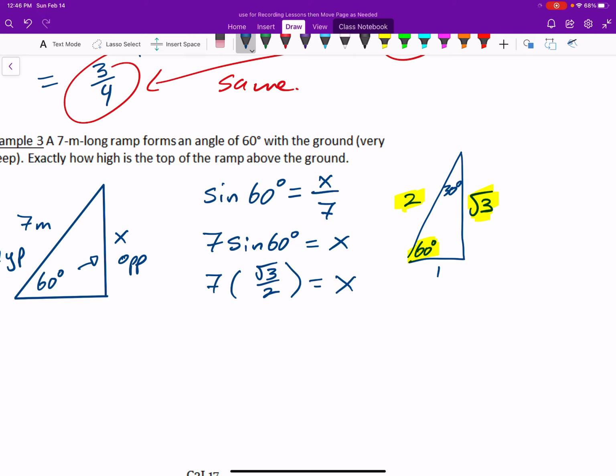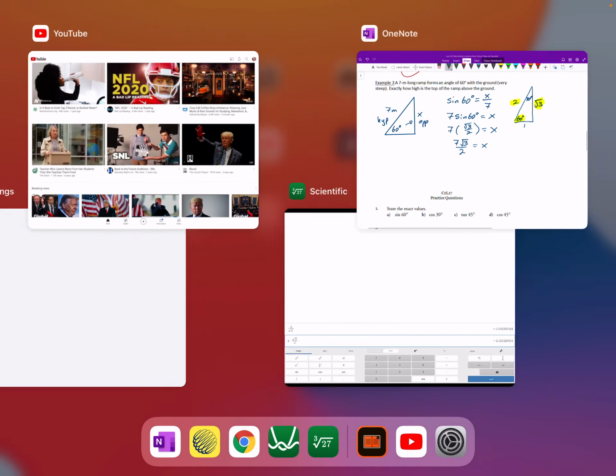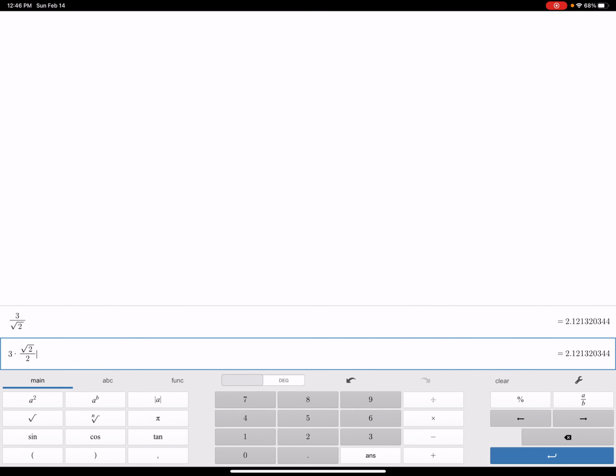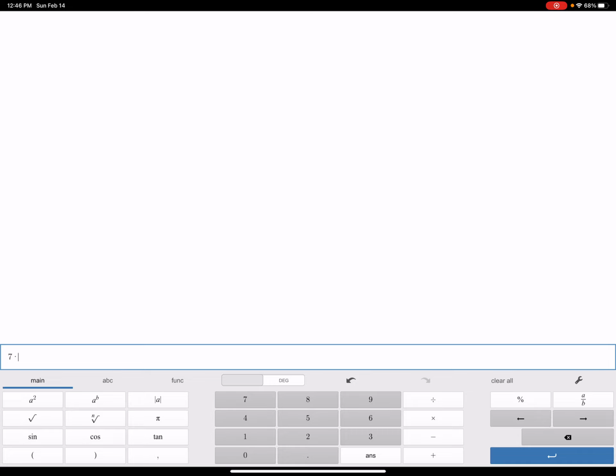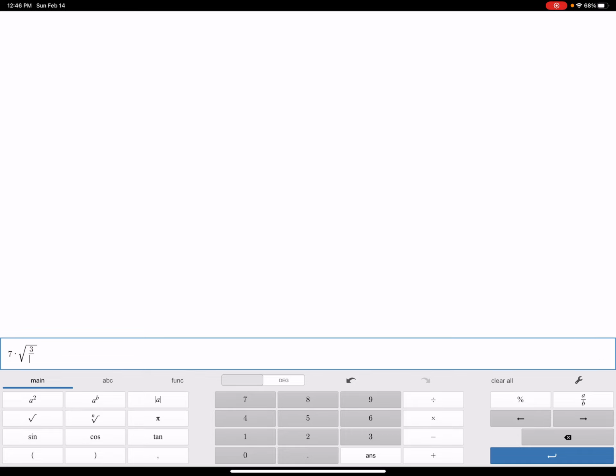And then I can simplify this a bit. I'd write it as 7 root 3 over 2, meaning 7 times root 3 over 2. That would be the exact value. It's not common for us to talk about the height of a ramp being 7 root 3 over 2 meters high, but it is exact, as I can prove by typing into the calculator. 7 times square root of 3 divided by 2.